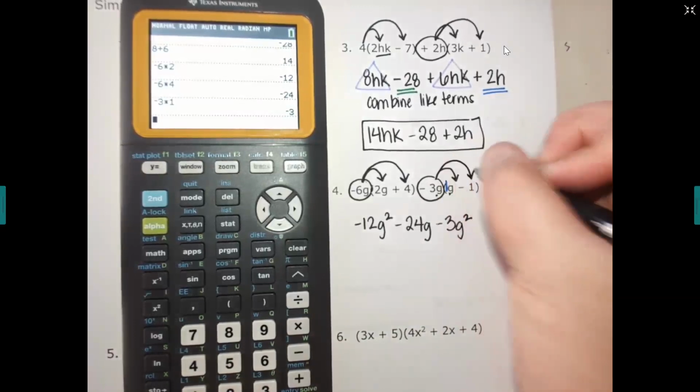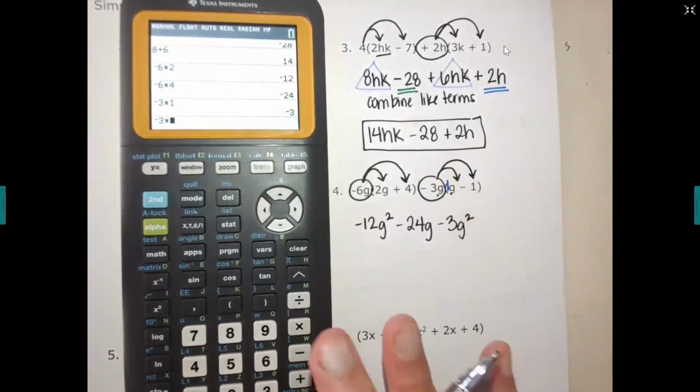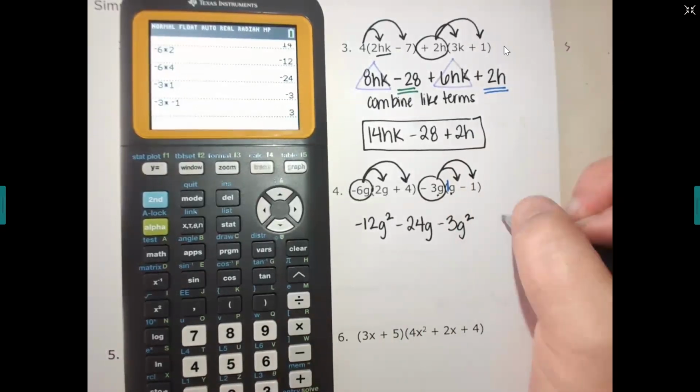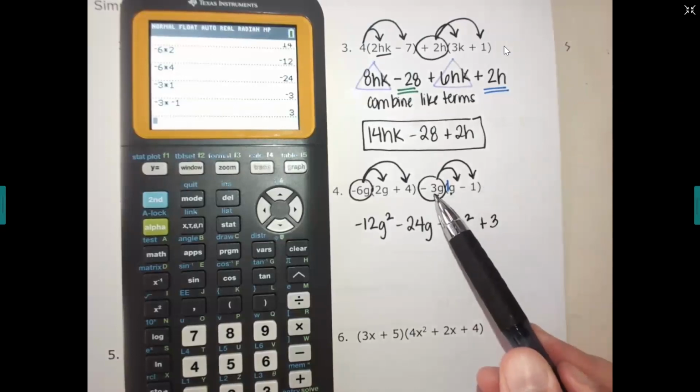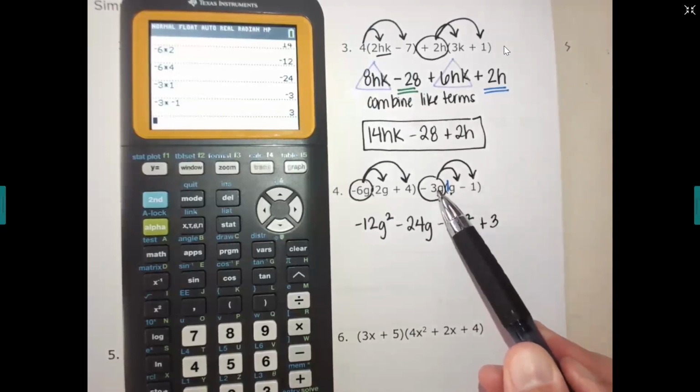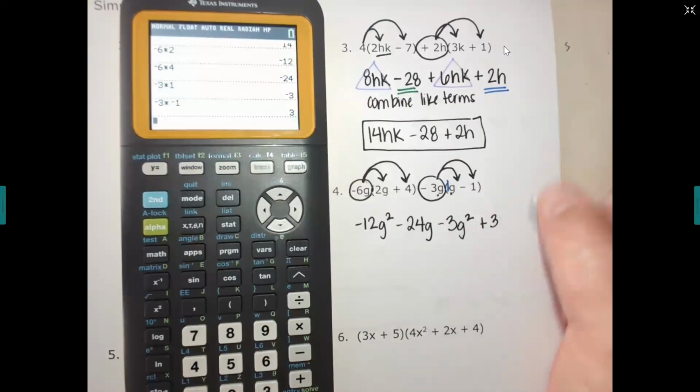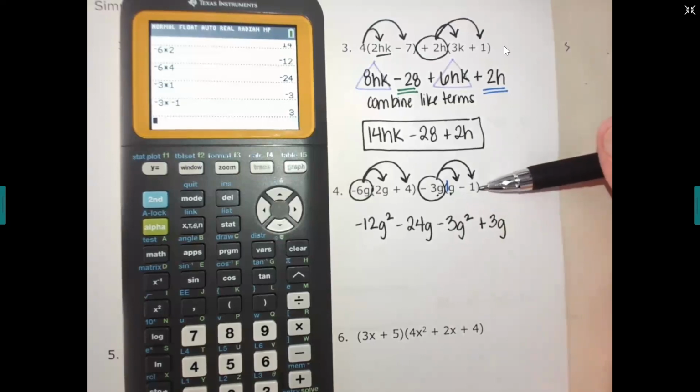Next, I have a -3 times a -1. That gives me a +3. And then remember that since my original 3 on the outside already had a g, I'm just going to keep that. The reason it will not go up to a squared is because the 1 does not also have a g.